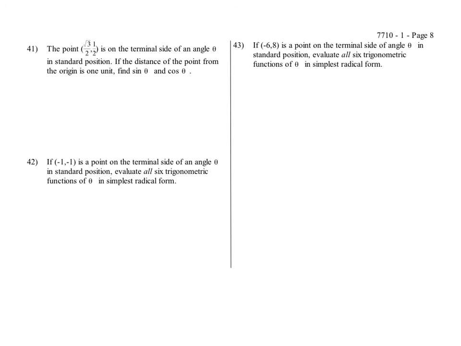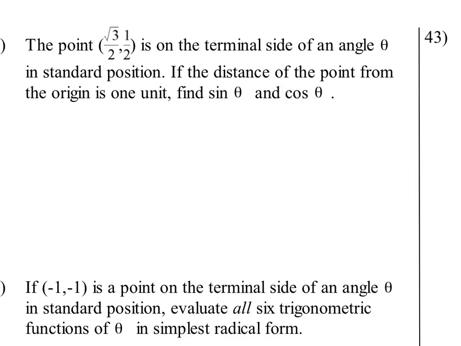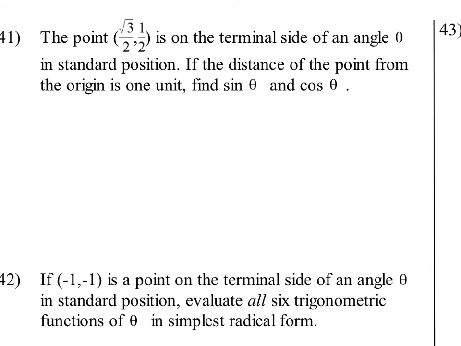Okay, for this one, the point radical 3/2, 1/2 is on the terminal side of an angle in standard position. If the distance of the point from the origin is 1, find sine and cosine. Okay, distance from the origin is 1. That's saying this is the unit circle.